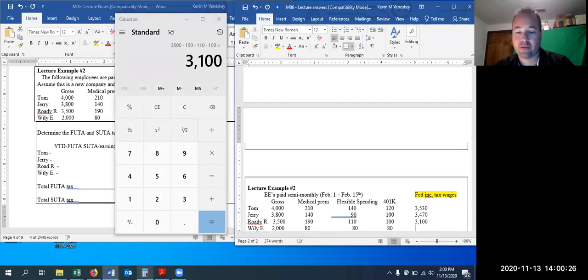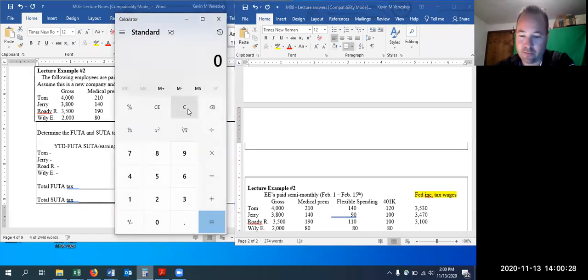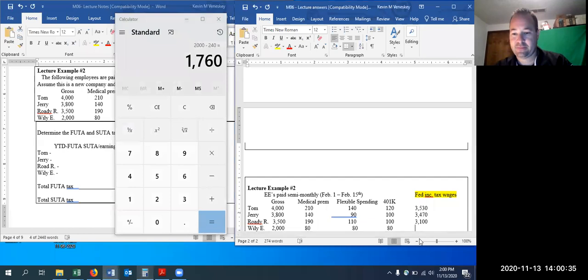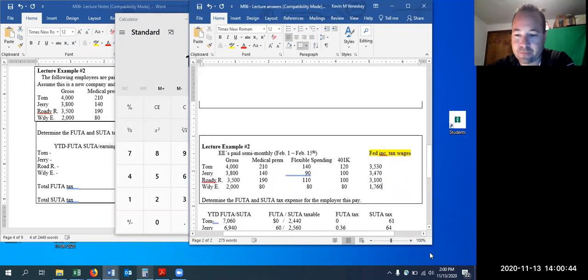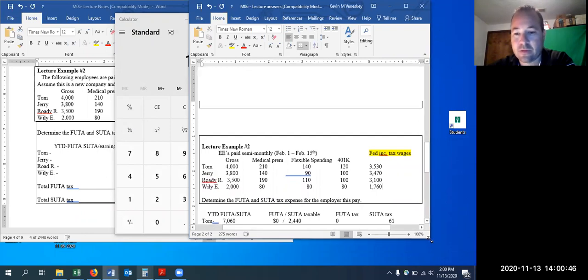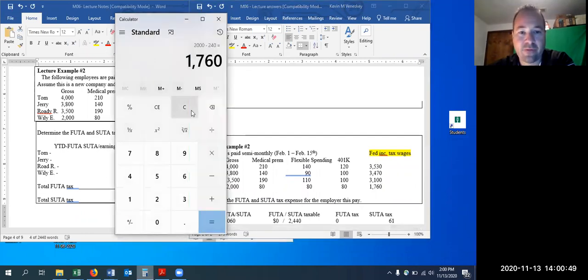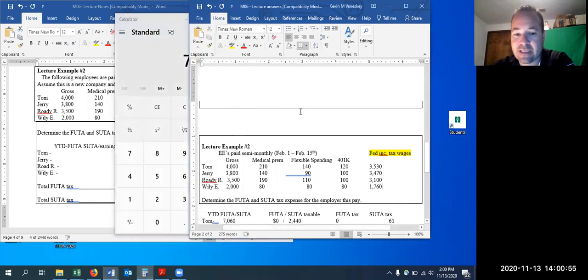And finally, Wiley, 80, 80, 80 is 240, 1,760. Okay. Now, we're ready for our year-to-date. So all I did, take the 3,530, times it by 2, $7,060. That was our year-to-date earnings.